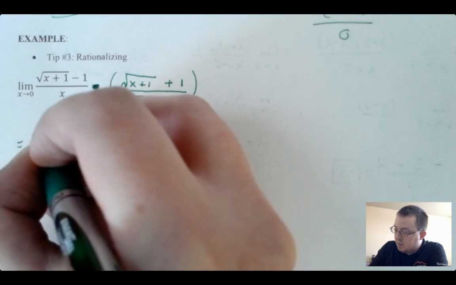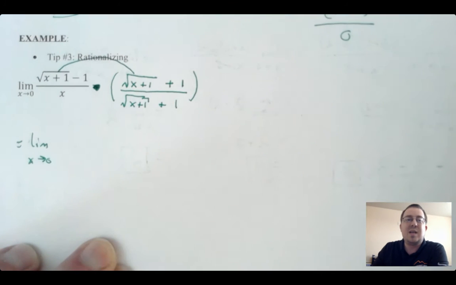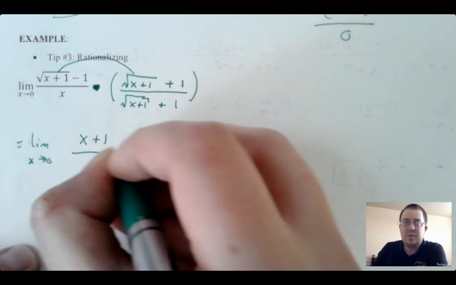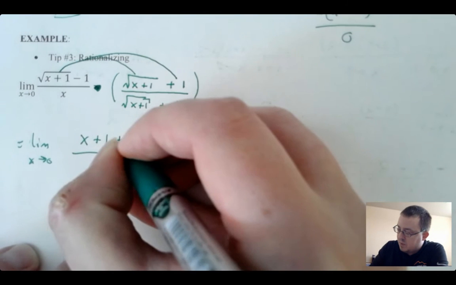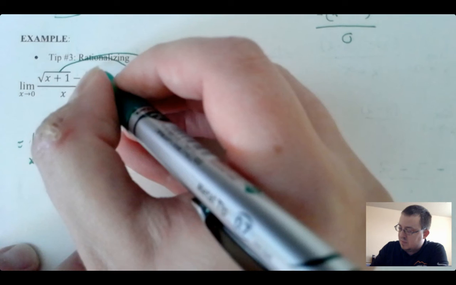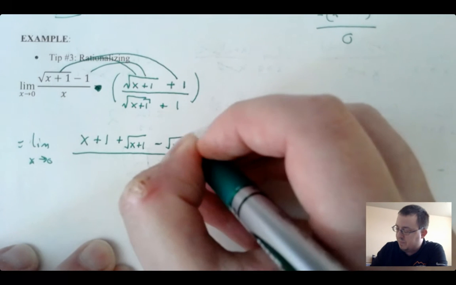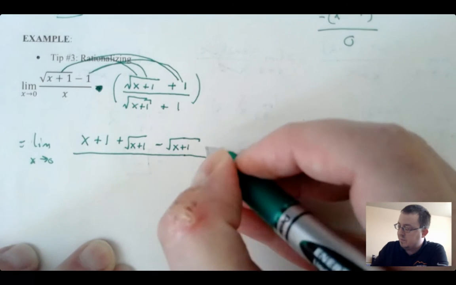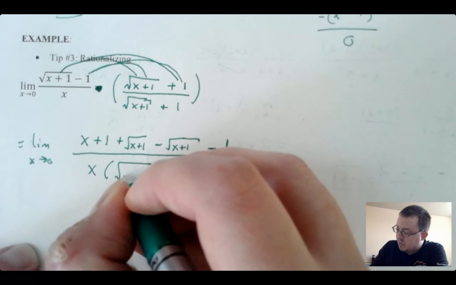This might be not the nicest, but square root of x plus 1 times square root of x plus 1, they're the same things. Square roots cancel, so I just get x plus 1. Great. Square root of x plus 1 times positive 1 is just positive square root of x plus 1. Now I distribute this negative, so negative 1 times square root of x plus 1 is negative square root of x plus 1. Hopefully you see some nice things that are going to happen. And then negative 1 times positive 1 is negative 1. In my denominator, I'm just going to leave it like this, x times the square root of x plus 1 plus 1.